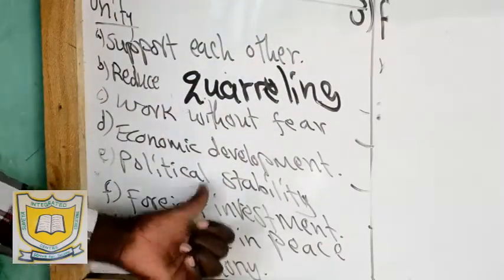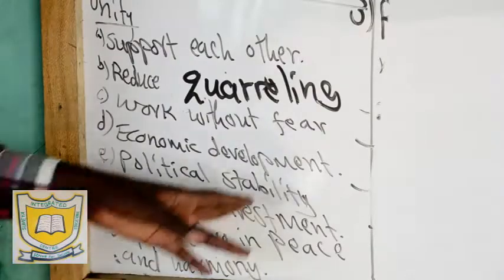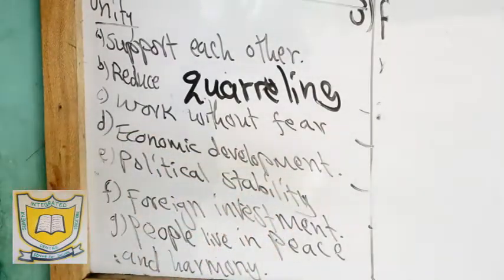Then this one also will enhance political stability. Political stability means people are not fighting in the country. For example, in case of election, people will not fight, people will not chase one another. So that's what we call political stability, because people are not fighting.